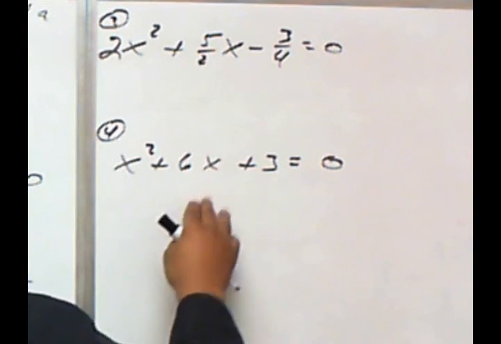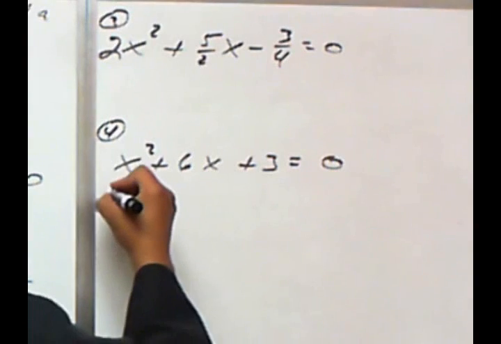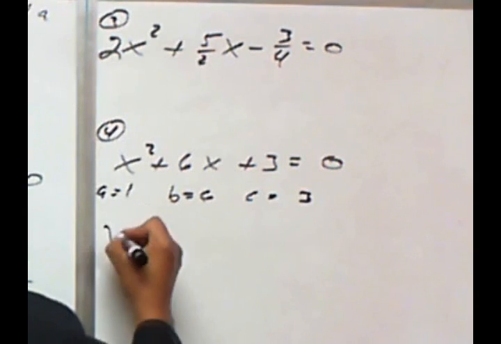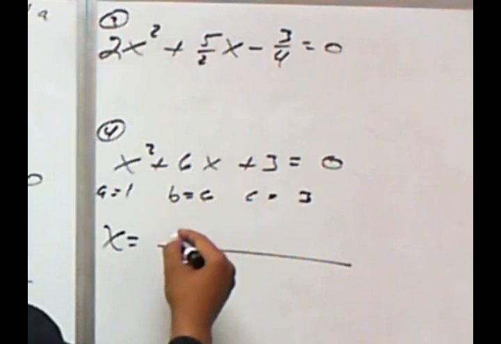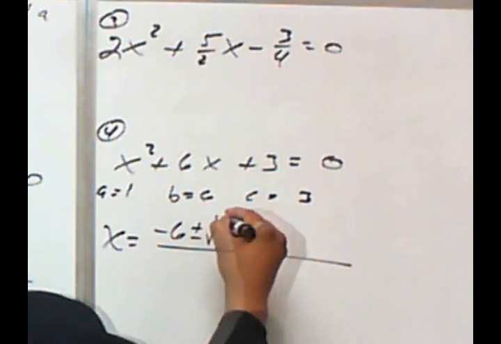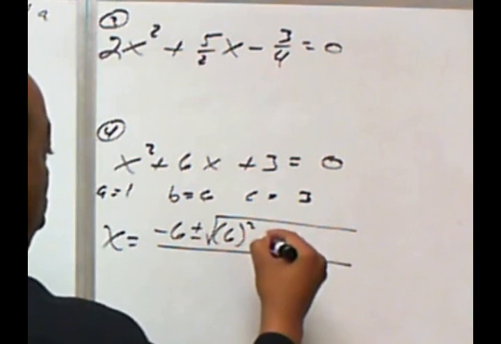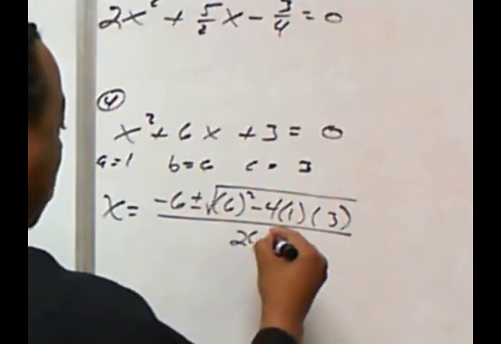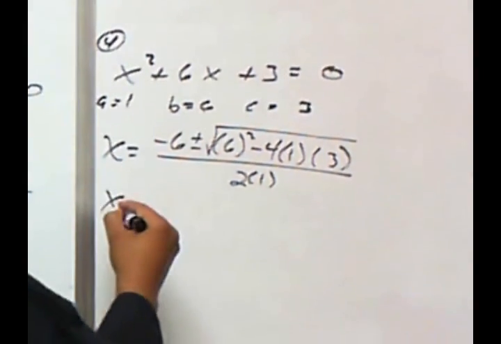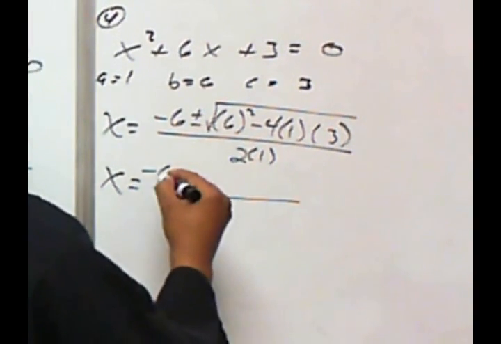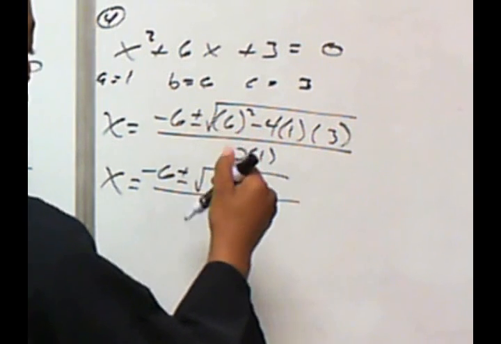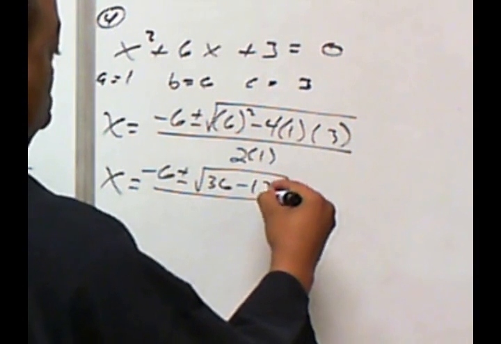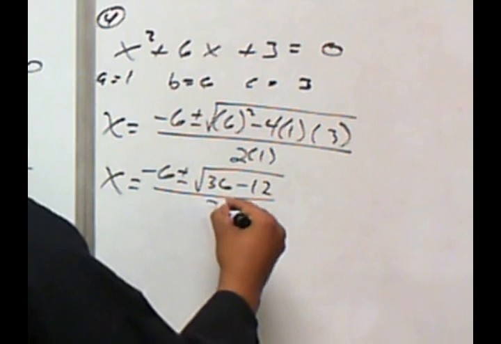This should be a 6x. Alright, so a is 1, b is 6, c is 3. This means that the opposite of 6 will be negative 6 plus or minus the square root of 6 squared minus 4 times a is 1, c is 3. And that's all over 2 times a, which is 1. From there, we'll begin to simplify by multiplying the 6 times 6, which is 36, and negative 4 times 1 times 3, which is negative 12. All over 2 times 1, which is 2.